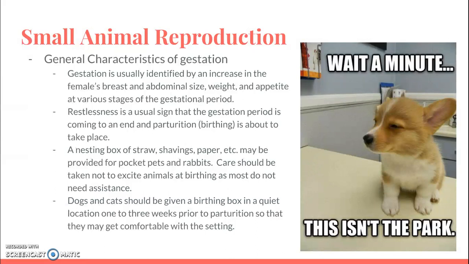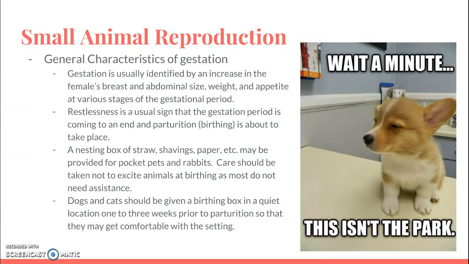You want to make sure that you don't excite animals at birthing. Most of the time they don't need assistance, so you can just sit back and watch and let them do their thing. Dogs and cats really need to be given a birthing box in a quiet location, and you want to make sure that you do that about 1 to 3 weeks prior to parturition so they can get comfortable with the setting. So if they're in a new place, like say you have a dog bed in your living room, your female is probably not going to want to give birth in the living room.